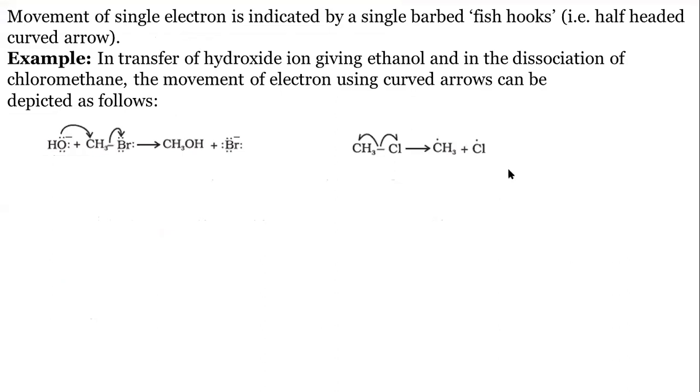Here, movement of a single electron is indicated by the single barbed arrow. It is also called fish hook arrow. Fish hook, in bracket, it is denoted as a half-headed arrow. Yesterday in the classroom, I explained how in case of hν, UV radiations, that is homolysis fission. In case of homolysis fission, I have shown this arrow.